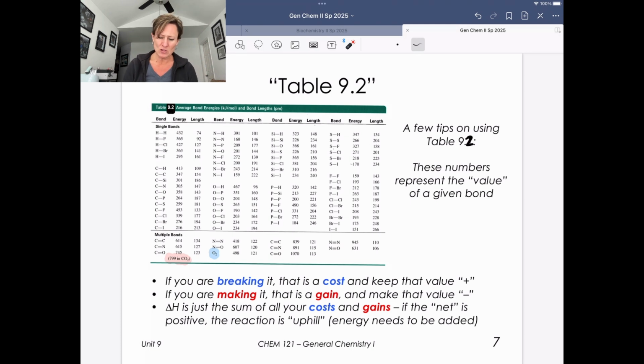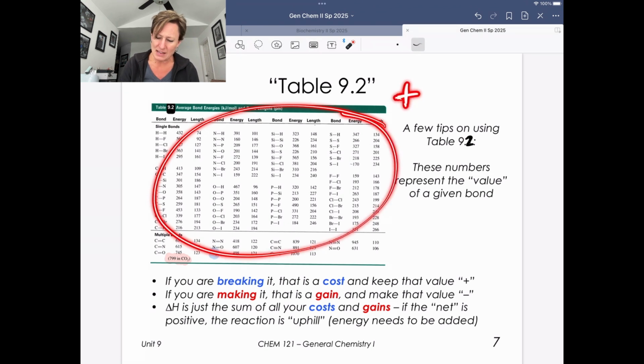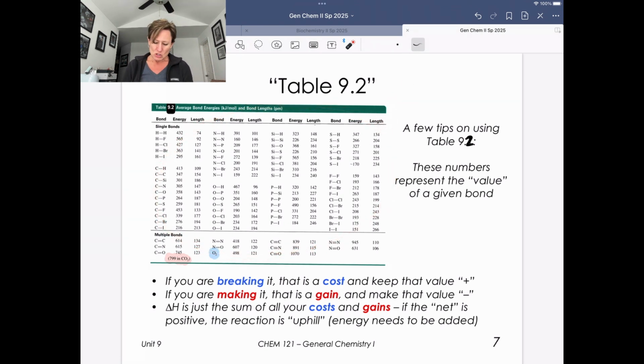So for this table, you need to find the bonds that you're breaking or forming. You'll notice that everything on this table has a positive value associated with it. So if you are breaking that bond, that's a cost, you're going to keep it as a positive value. But if it's a bond that you're making, you need to change the sign. The net overall for your process is your costs plus your gains.